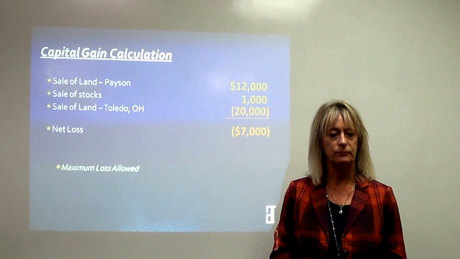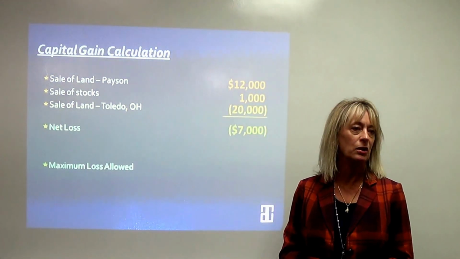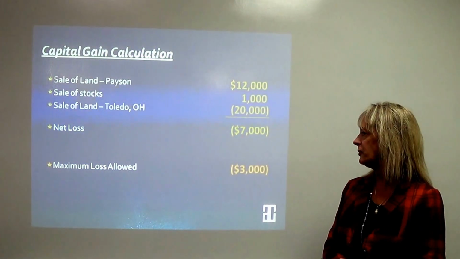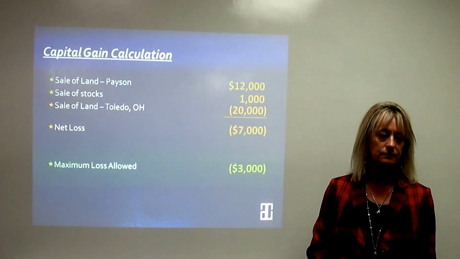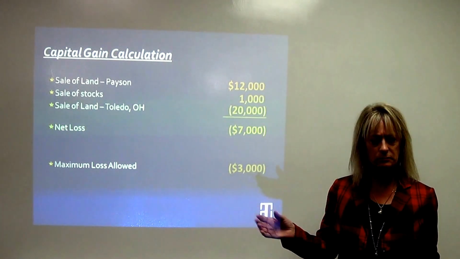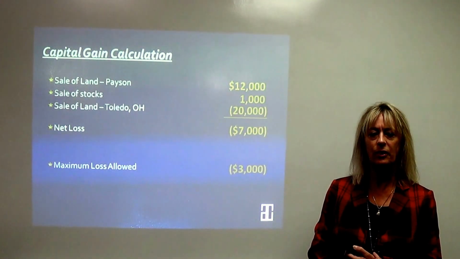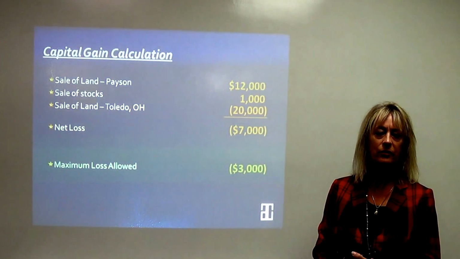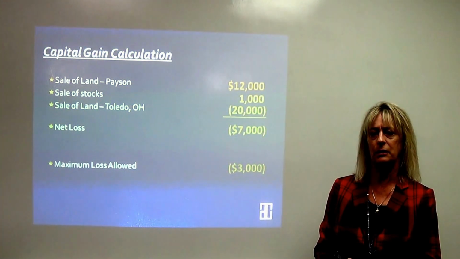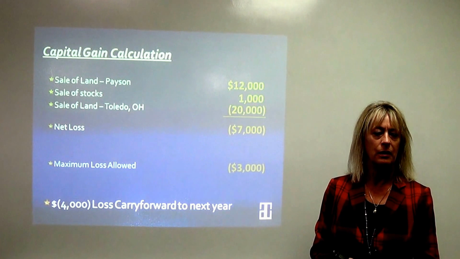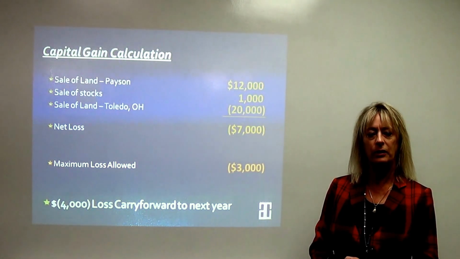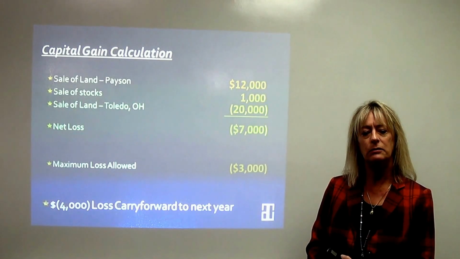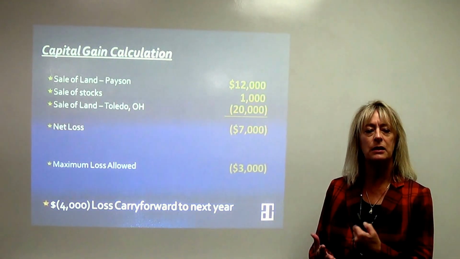Now, there is a maximum loss allowed in any given year of $3,000. That's true every year, $3,000. So you say, okay, I had a $7,000 loss, but I can only take three. What about the rest of it? $4,000 is carried over to the next year. So let's think about this for a minute.